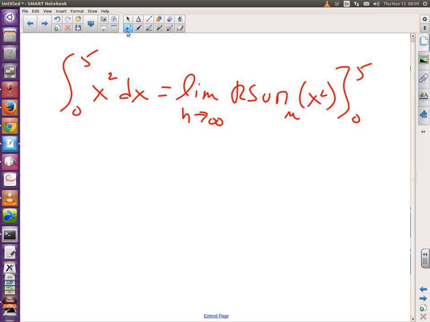So, remember how this works? It's a limit as n goes to infinity. Each rectangle has a base and a height, right? So each base is what? They're all the same, so we factored that out. We called that delta x, times the height of each rectangle. If we're starting at 0, a is 0, b is 5.